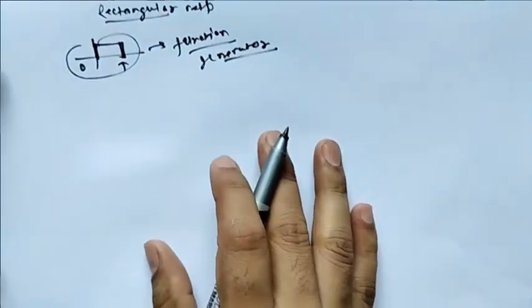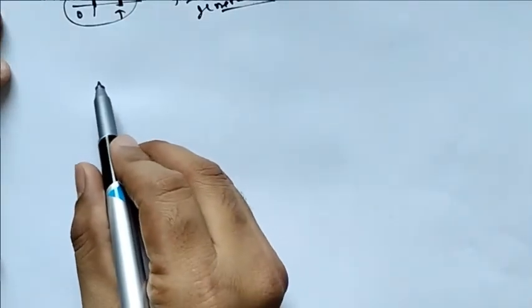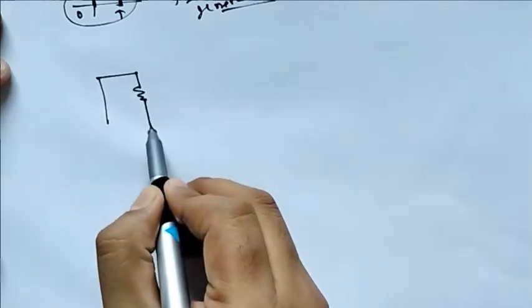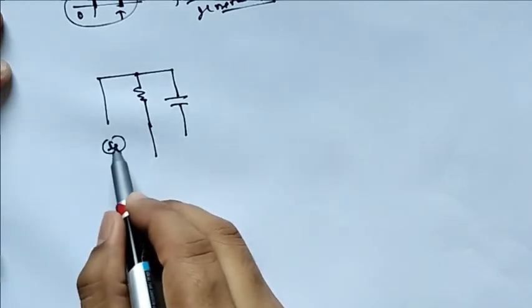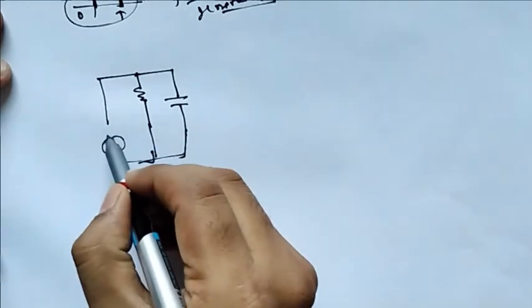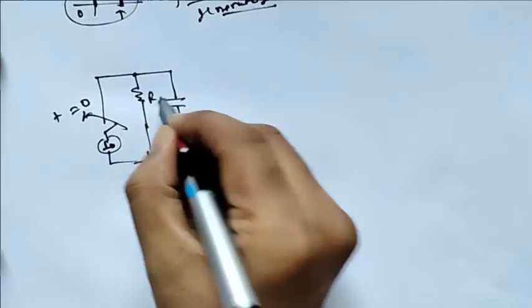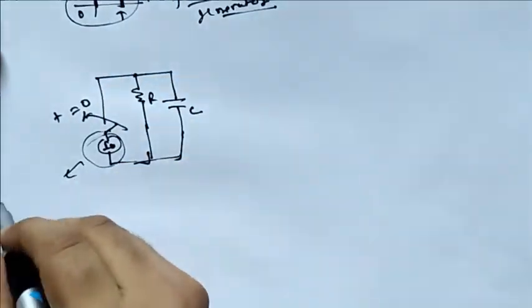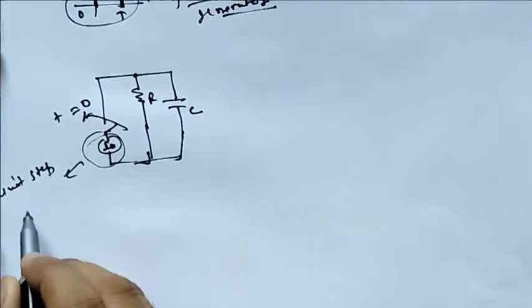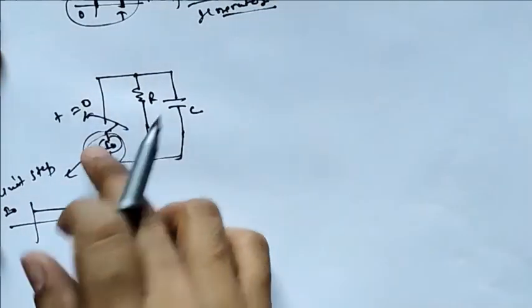Before going to this one, let us draw one circuit. I am making a parallel combination of R and C. If I give I naught, and at t equal to 0 the circuit is completed. Now this is R and this is your C. When we apply this unit step current, we are going to check the response V of t, which we are going to calculate.